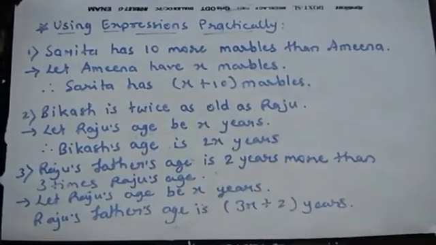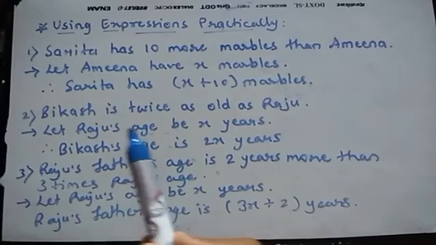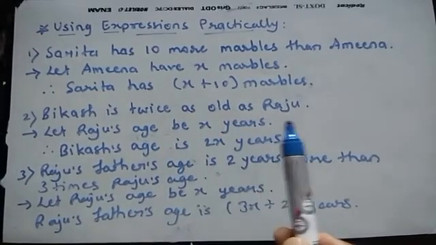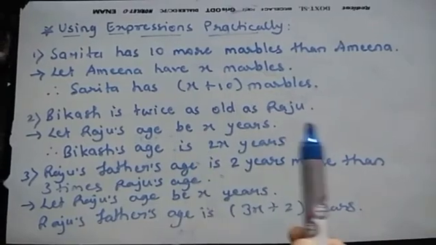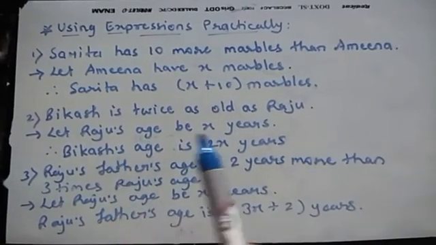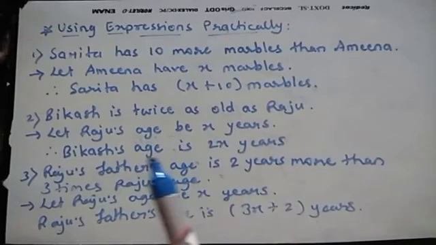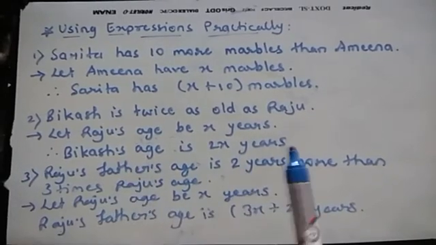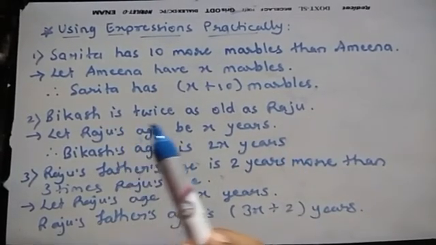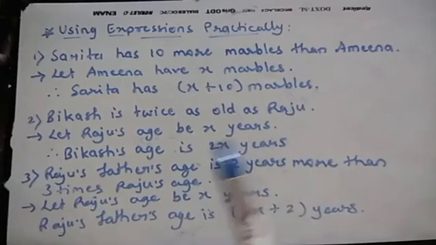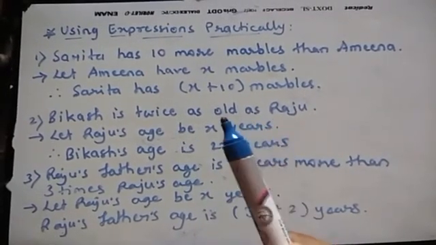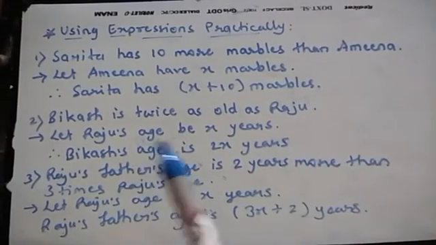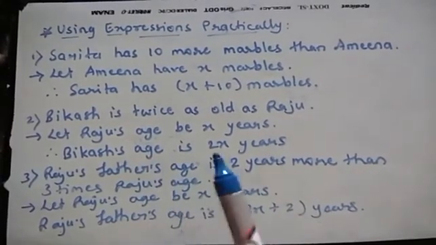In the same way, you can see one more example here. Bikash is twice as old as Raju. Here Raju's age is not given. Therefore let Raju's age be x years. Therefore Bikash's age is 2x years. As it is given, Bikash is twice as old as Raju. Twice means double. So Bikash's age is double that of Raju. Raju's age is x years, then Bikash's age is 2x years.